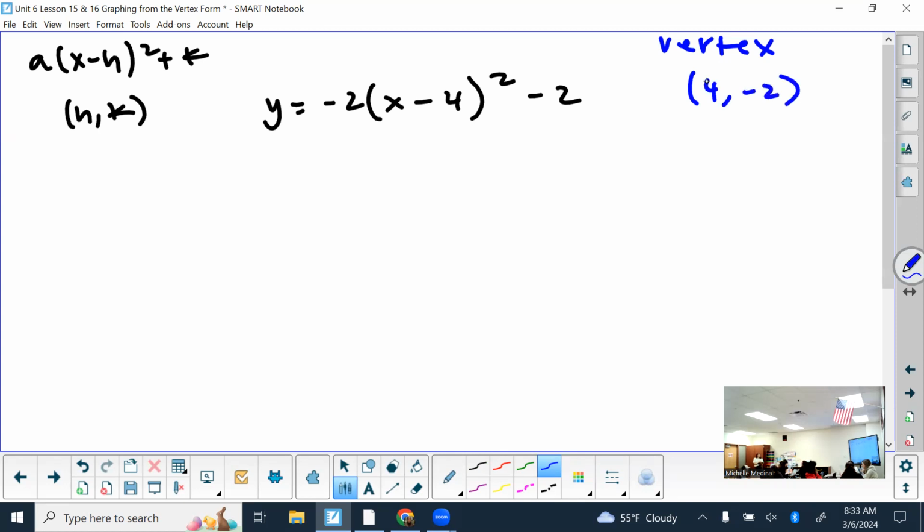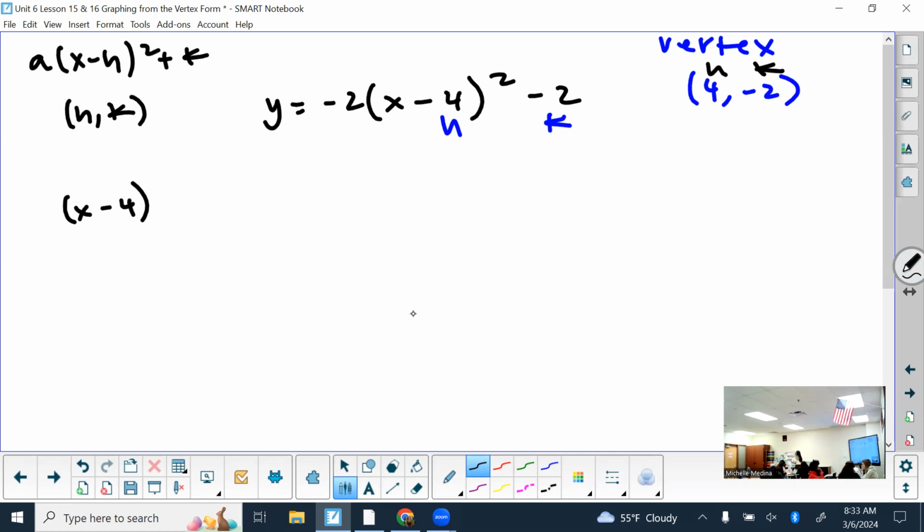4, -2 is correct. So H is always in parentheses with the X, K is always after the X squared. So this is my K. H always is the opposite of how it looks in the problem. Because if I'm plugging in a +4, so this is my H, into the equation, that's how it looks. I'll show you the negative one so that you can see why it changes to positive, but that's my H, a +4. The K always matches the sign that's shown.